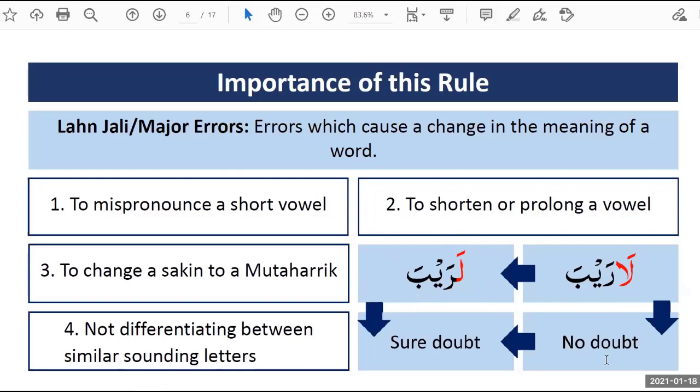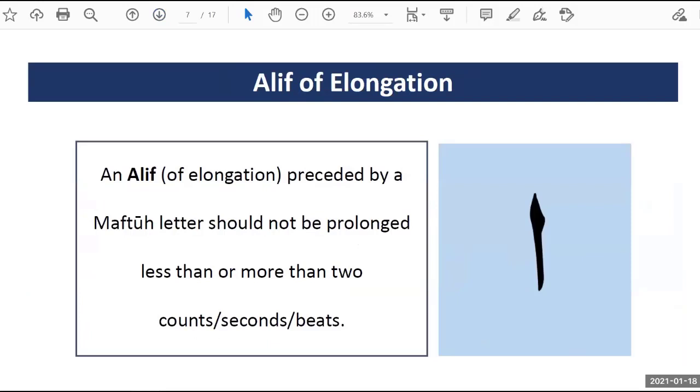Let's have a look at the meaning. The meaning will change from no doubt to sure doubt, and you can see how the meaning is completely opposite. So we can't afford to make such mistakes while reciting the Holy Quran, and that is why today's rule is very important. Now we will practice each letter of elongation one by one. First of all, we have alif of elongation. Everyone should remember that when alif is preceded by a maftuh letter, a letter which carries the sign of fatha, it should not be prolonged less than or more than 2 seconds. It should be for exactly 2 seconds.